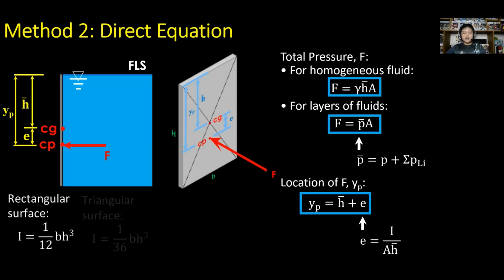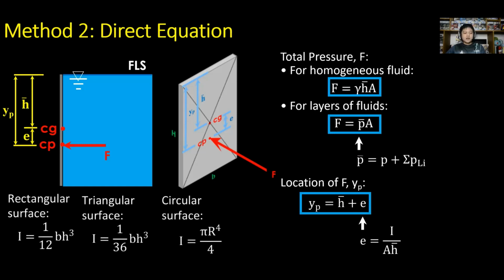So for common shapes, the moment of inertia I. For rectangular surface, we have I equal to 1 all over 12 times B times H raised to 3. For triangular surface, we have I equal to 1 over 36 times B times H raised to 3. While for circular surface, we have I as pi multiplied with radius raised to 4 all over 4.